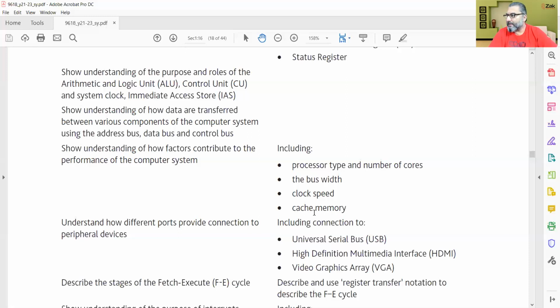The fourth factor is, we discussed bus width, we discussed clock speed, we discussed cache memory. Now let's talk about the processor and the number of cores.